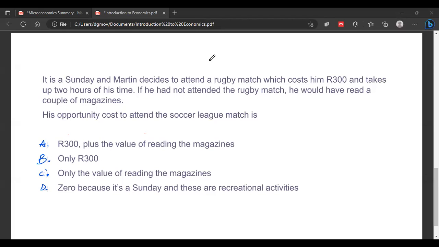But because now this 300 rand also has alternative uses, then it has to come into play. According to the definition of opportunity cost, it could have been saved. It could have been deposited in a bank and gotten interest. Then the opportunity cost to Martin in this instance is the opportunity cost of the 300. So we are not saying it cost him 300. No, we are saying this 300 could have been used for something else. It could have been saved, plus the value of reading the magazine. So C is a correct answer, but A is the most correct answer because now he spent 300, yet that 300 could have been spent elsewhere.